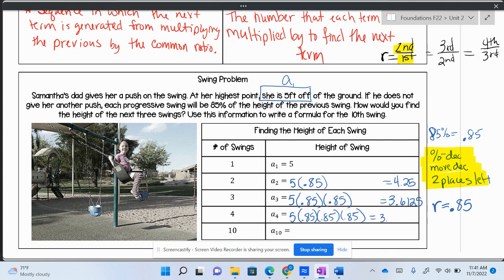3 point... let's just round it. Give me 2 decimals: 3.3. We'll do 3 decimals. It's about 3.071. Are you guys okay with that? We'll say about. So notice I turned my equal sign into a little squiggly.